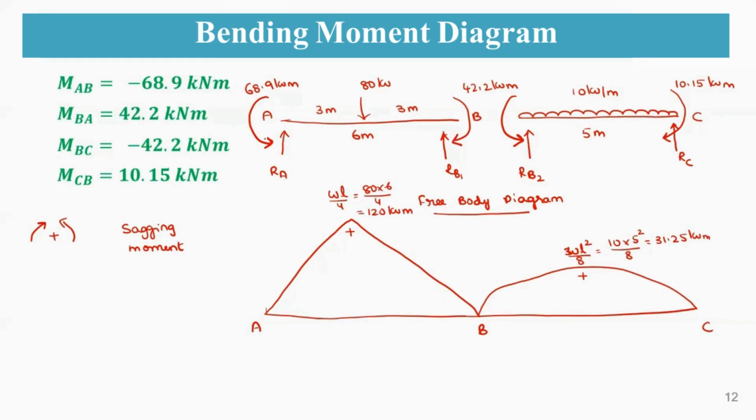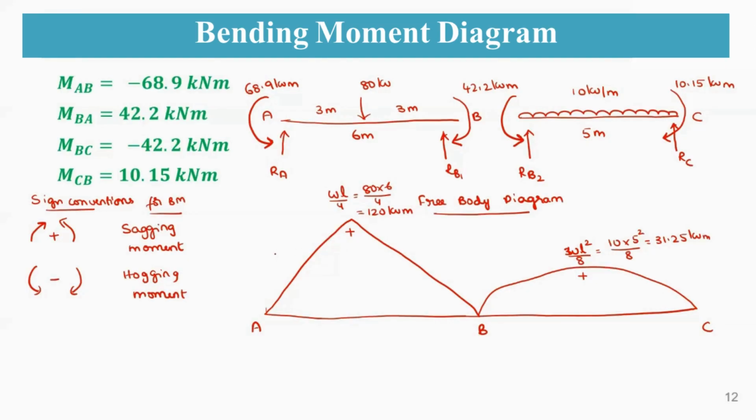Now coming to the final end moments, that will be in hogging nature. So that means it is negative. So this is a hogging moment. So these are the sign conventions actually, the sign conventions for the bending moment diagram.